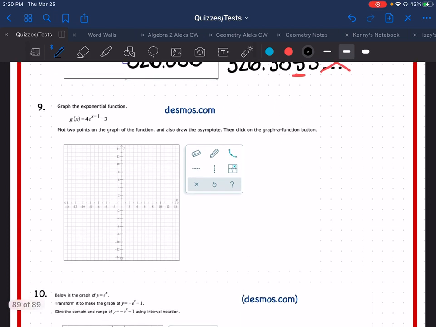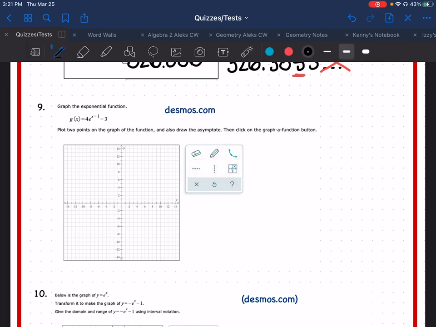All right, question number 9 is going to ask you to graph the exponential function. You're going to go ahead and go over to Desmos and you're going to use that to help you graph. It is asking you just to plot 2 points. It is asking you to put in your asymptote and it is asking you to plot your 2 points. This is not a crosshairs one like before, I do believe. You can go ahead and put in your 2 points and then pick your asymptote and then put them together.